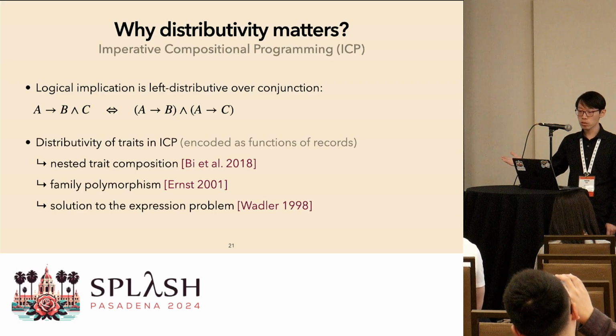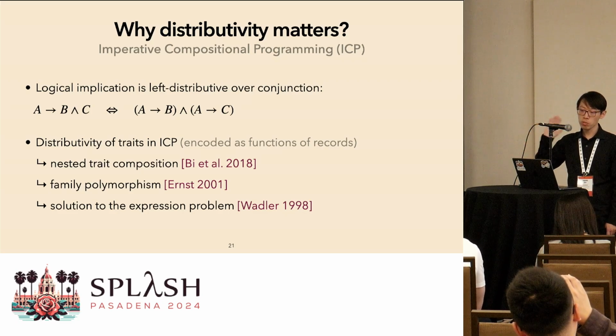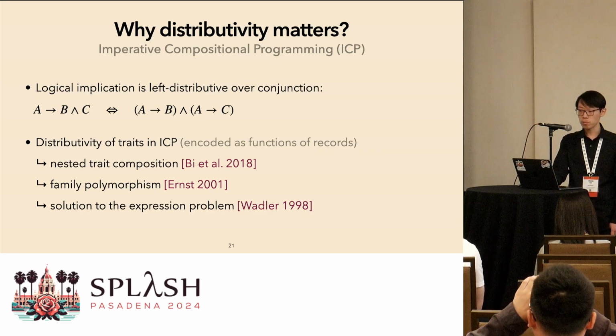So that's a direct correspondence between the logical system and our lambda calculus. And more importantly, distributivity of traits is encoded as functions of records. And it enables the nested trait composition we showed before, and that's the solution to the expression problem. We cannot drop distributivity here for our ICP.